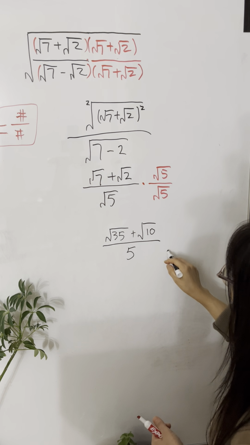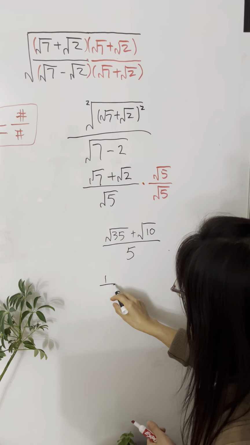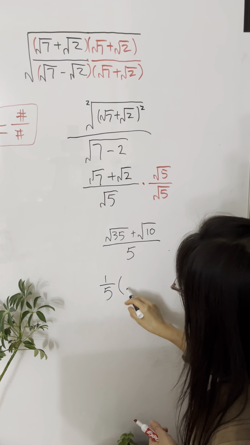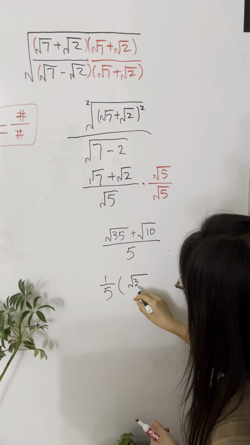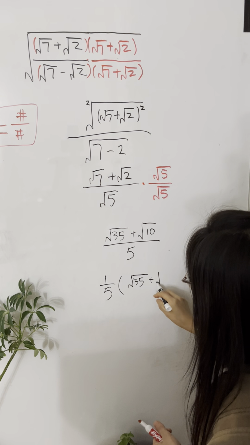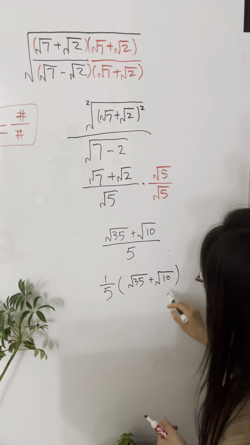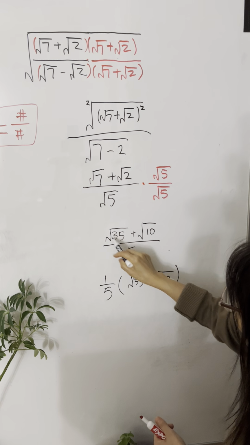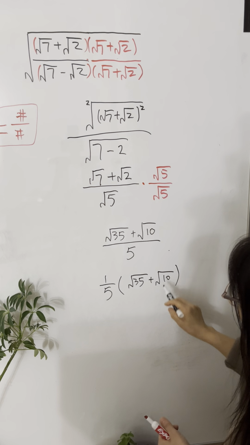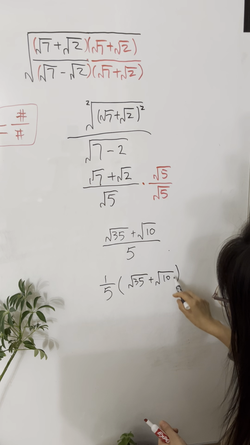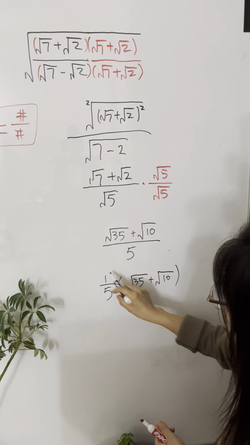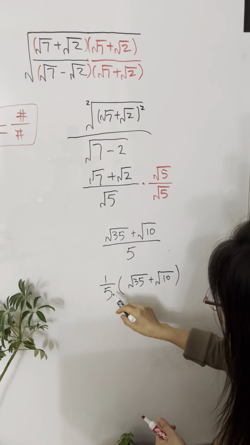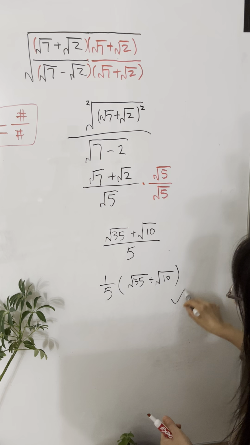We're done. We can write it this way, or sometimes we write it as 1/5 of square root of 35 plus square root of 10, because this part is irrational. This part is irrational. So irrational plus irrational stays irrational. And this one is rational. So normally we like to write in this form.